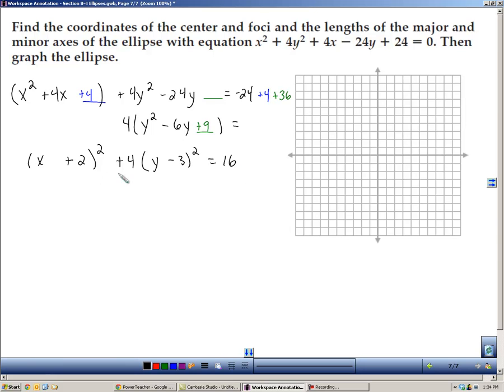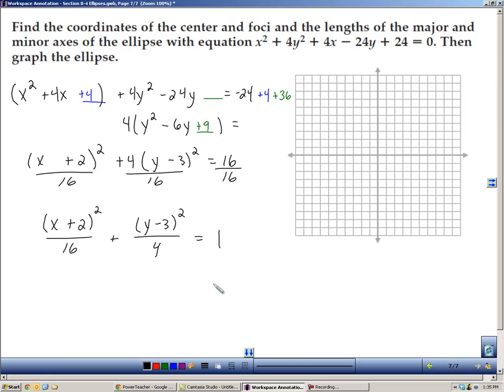Now this is still not quite in standard form because I need to divide by something that makes this side a 1, because every ellipse is equal to 1. So I'm going to divide everything by 16. So this is now the proper form for an ellipse for this equation here, but it's written in the way that we can take the information out.